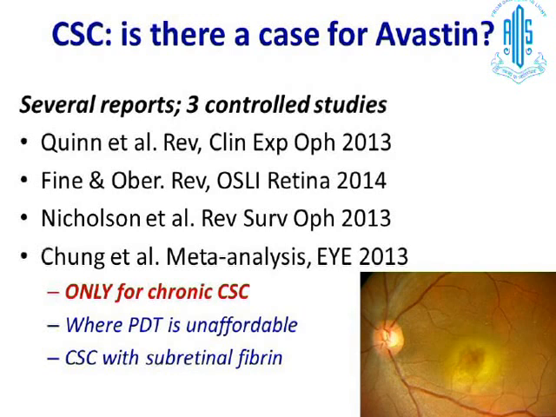Though most of them decline to support it, they all agree that it should be used only for chronic CSCR in cases where photodynamic therapy is unaffordable. And Quinn et al. have shown, and at least Dr. Dinesh Talwar also agrees, that in cases where there is a lot of subretinal fibrin, Avastin probably has a role because PDT may cause more scar formation.